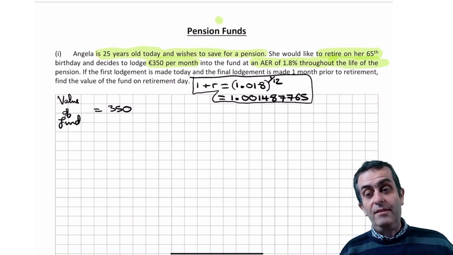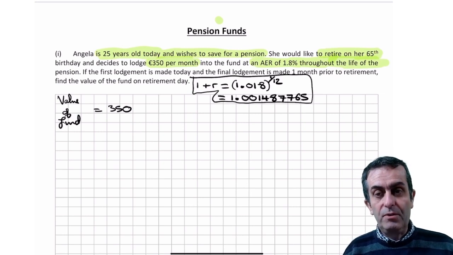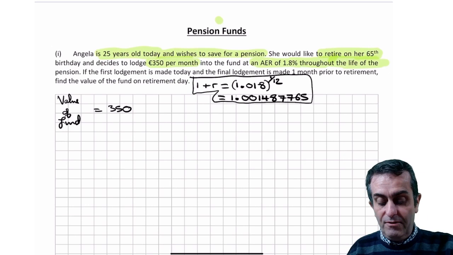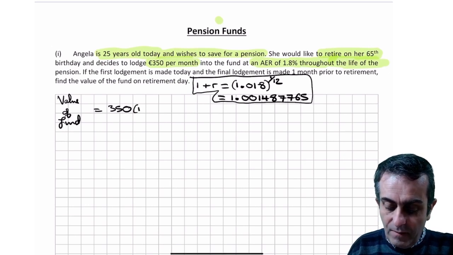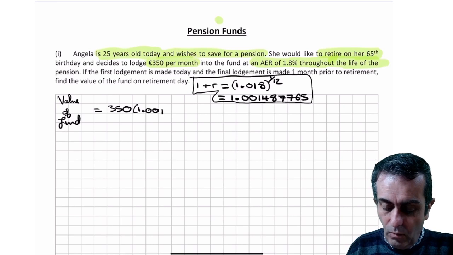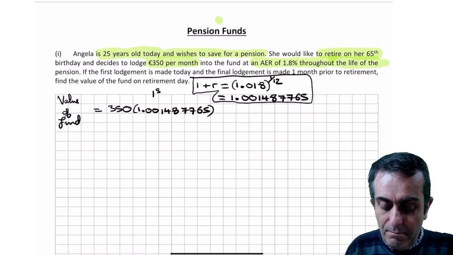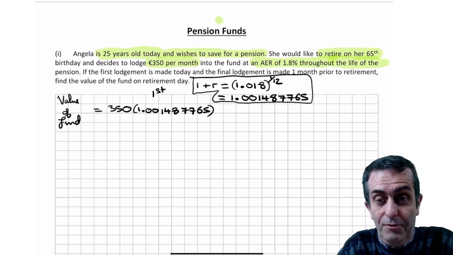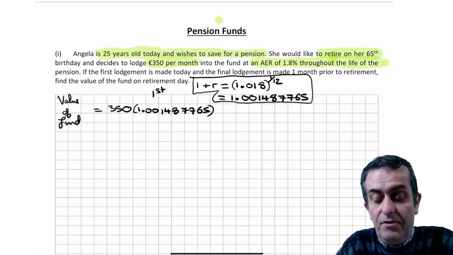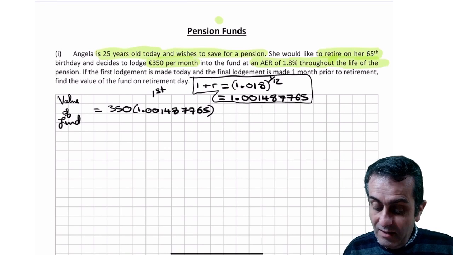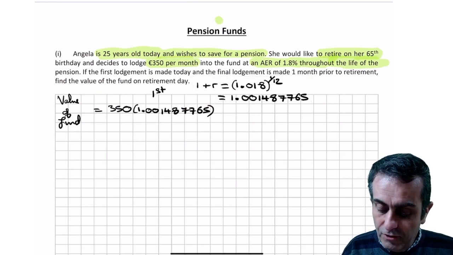So, remember what we said in the first video. If you feel that something is growing, you multiply by 1 plus r to the power of the amount of time. So this is 350 multiplied by 1.001487765 to the power of the amount of time that this is going to be sitting in the account. Now remember, Angela is 25 today, and she wants to retire when she's 65, which is 40 years away. So that particular payment is going to be sitting in the account for 40 years, which is 480 months. So that's going to be the power of 480.